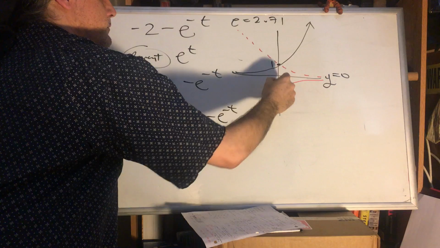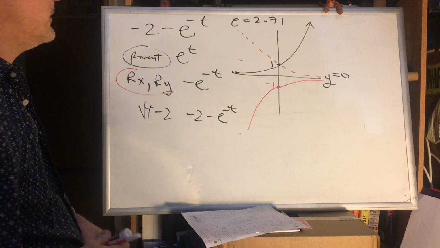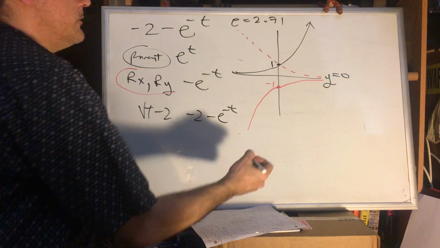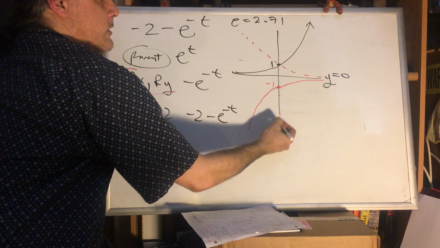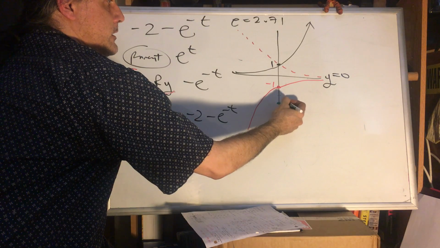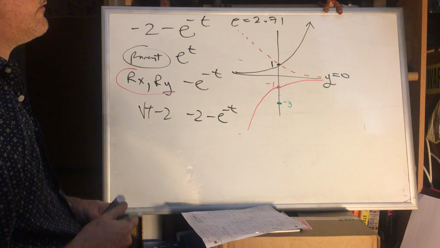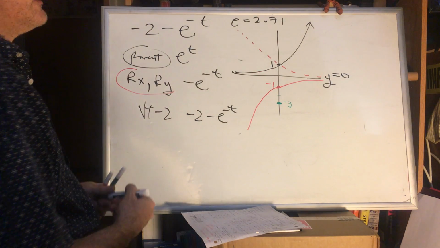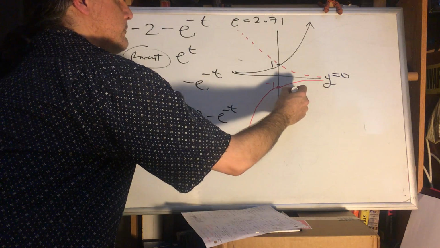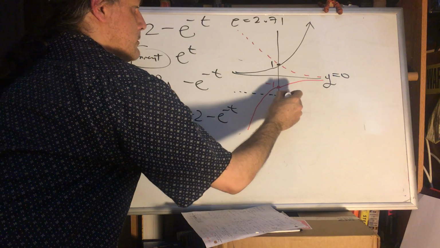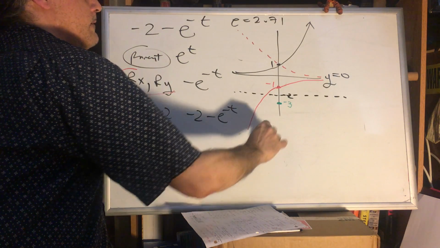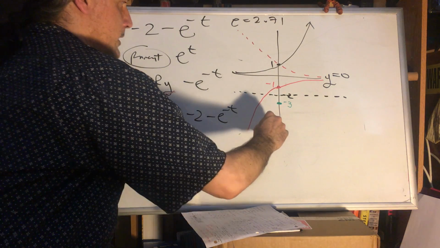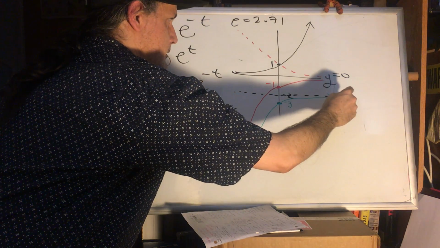And this would be -1. Okay, now that's dropping down 2. So this -1 is going to go down 1, 2. So now it's going to be a -3. And the horizontal asymptote is dropping down 2. So it's going to go from 0 to -2. And so then the resulting graph would be like that.